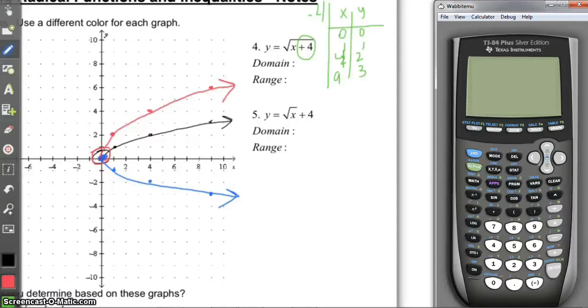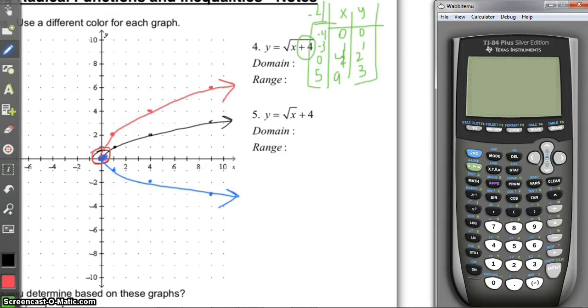So now you have to subtract a 4 from x. So 0 minus 4 is going to be negative 4. 1 minus 4 is going to be negative 3. 4 minus 4 is going to be a 0. And 9 minus 4 is going to be a 5. So this is going to be my new x, and the y, I did no change to it.